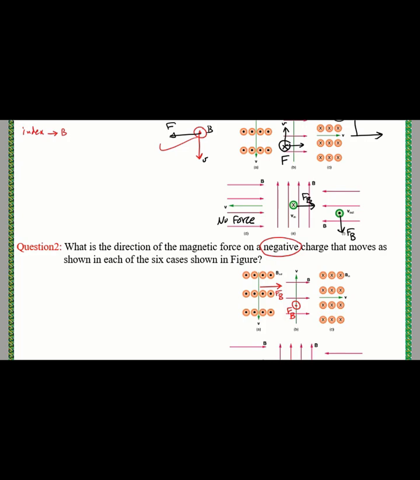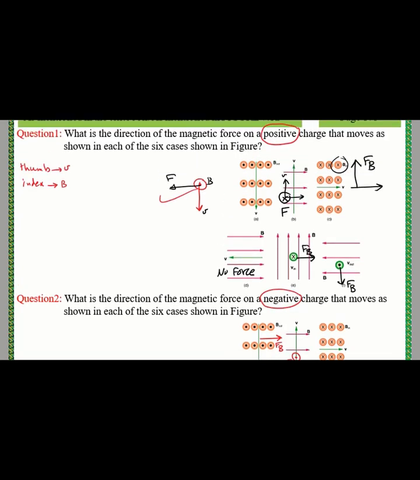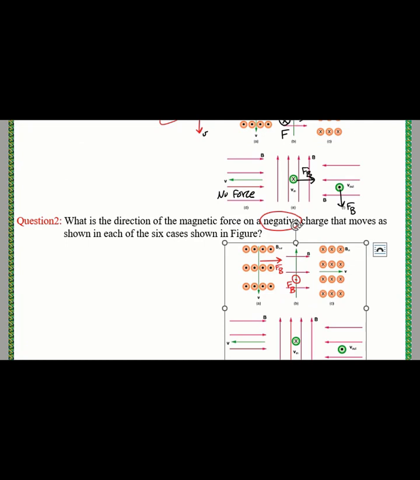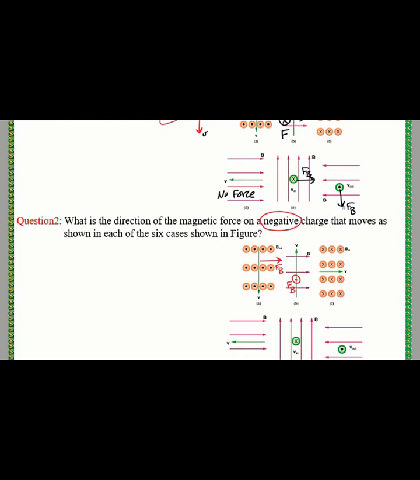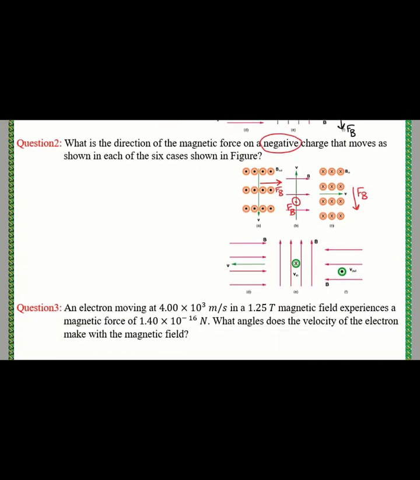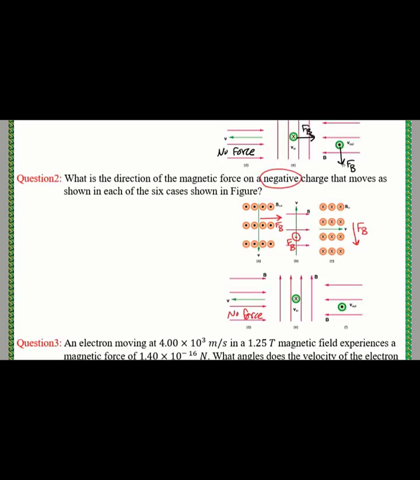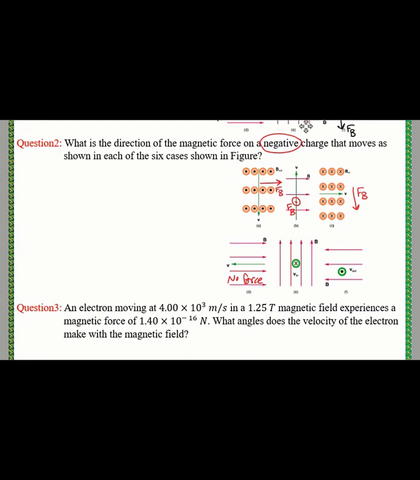For C, here it is up. Because the charge is negative with the same situation, the force should be downward to the bottom of the page. D, it is the same, no force, because the velocity is parallel to the magnetic field. For the last one, we have the same as before. The force is to the right, so because the charge is negative, it should be inverted to the left.